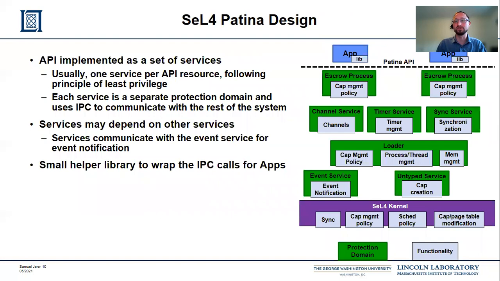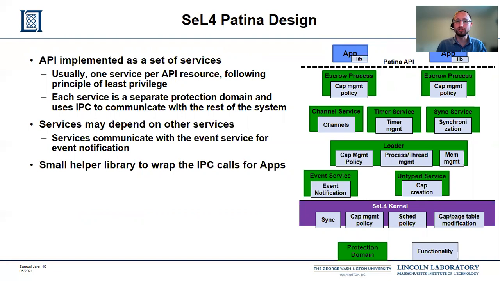Okay, so how do we implement our Patina API on this system? Well, we implement it as a set of services that we see at right here. So we have an untyped service that handles capability creation for the rest of the system. We have an event service that notifies other pieces of the system of events. We have a loader that handles process and thread management and memory management. We have a synchronization service to handle our mutexes and semaphores, as well as a timer and a channel service, and then an escrow process that helps manage capabilities on behalf of applications.